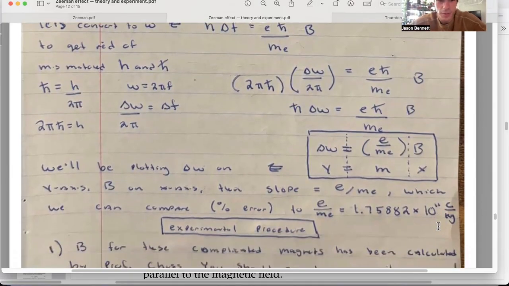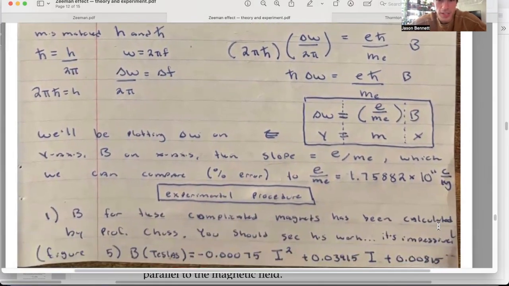So onto the experiment. B, for these very, very complicated magnets, you should see Dave's work for this. It's wild. It's already been done for us. These are very, very complicated magnets. They're not just coils. They're like these weird pointed. It kind of looks like a house from the side. It's like a rectangle with a point on it, and there's two of them oriented towards each other. Incredibly complicated. Lots and lots and lots of Biot-Savart law pages in Dave's notebook.